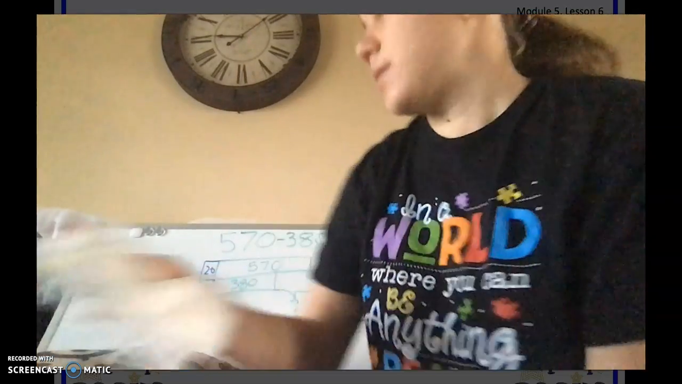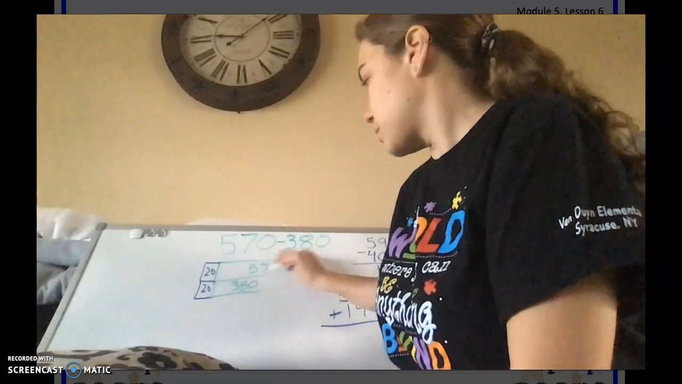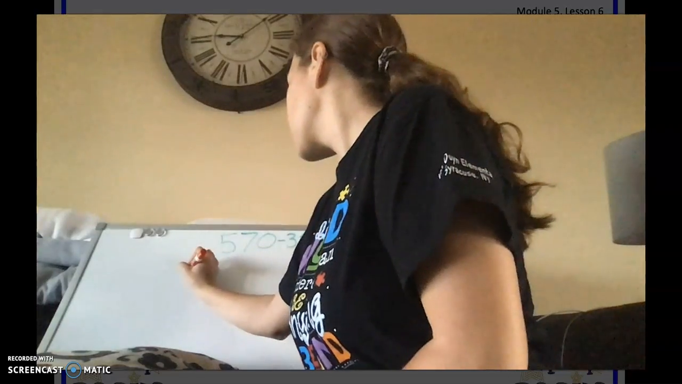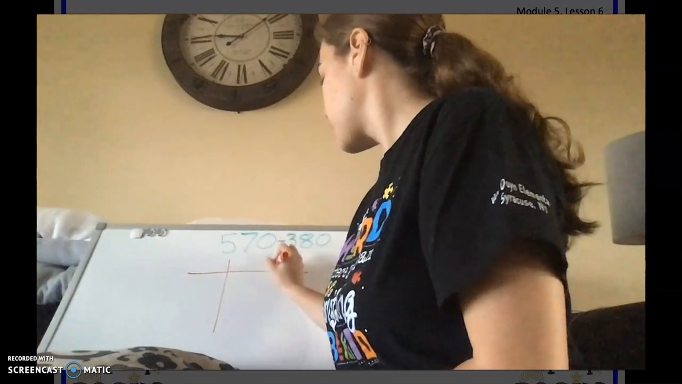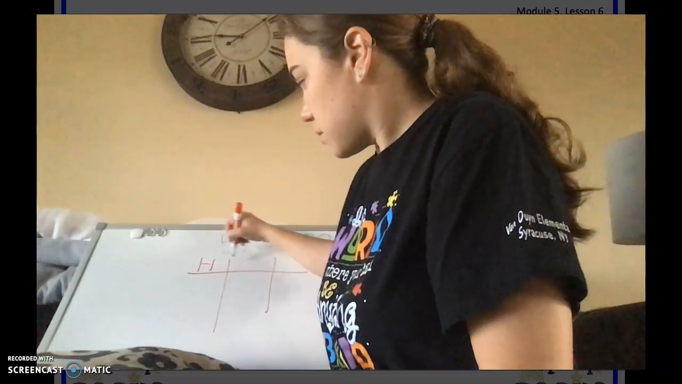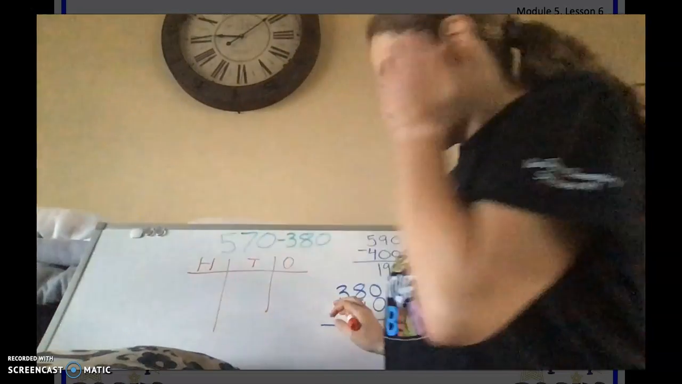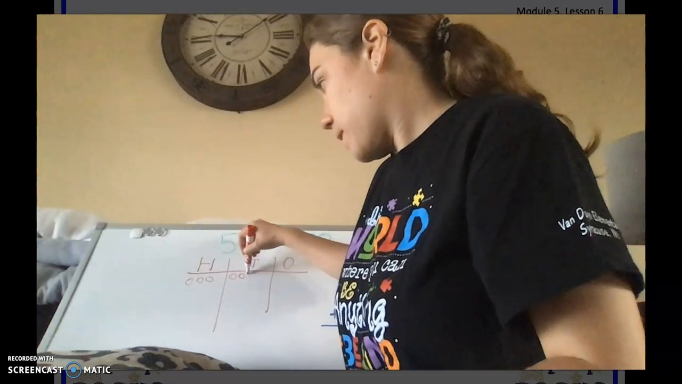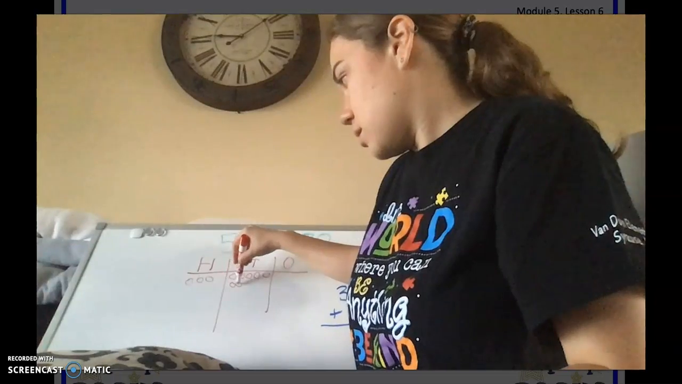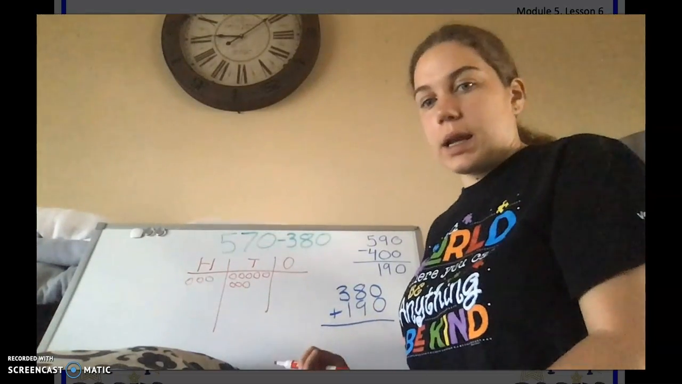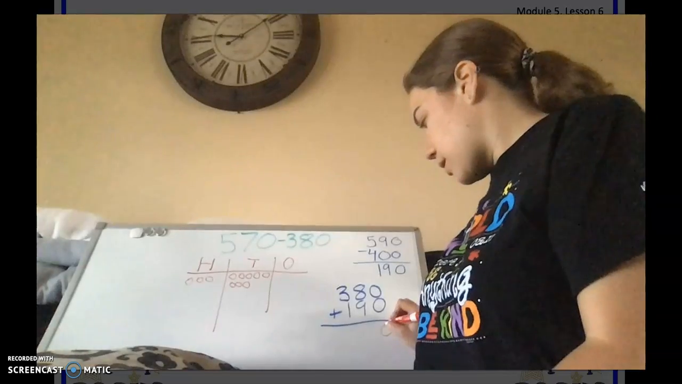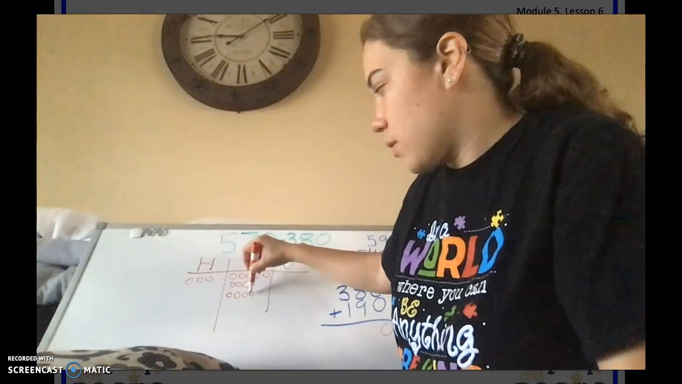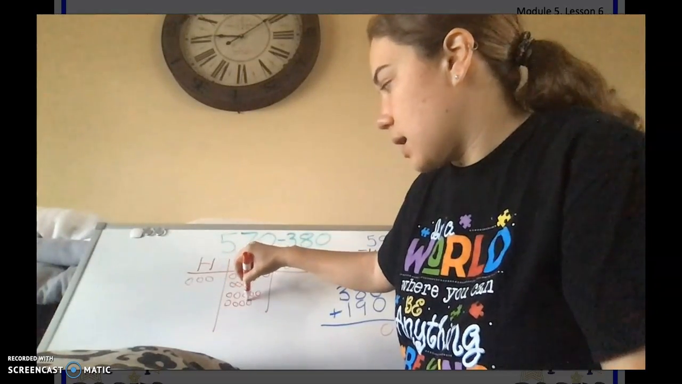If you add it in your place value chart, you first show your 380. And now you have to add your 190. So 0 plus 0 is 0. 8 plus 9. So you have 8. You have to add 9 more. 1, 2, 3, 4, 5, 6, 7, 8, 9.